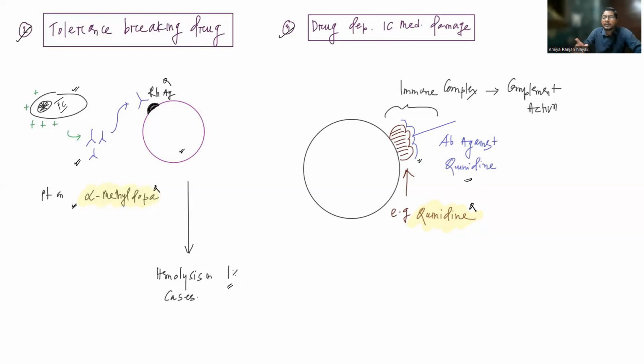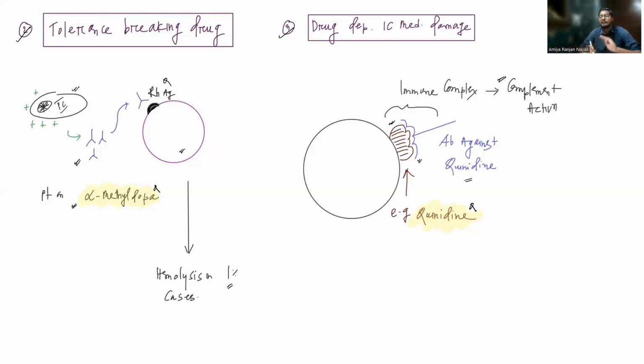Now, those antibodies will go and bind to the quinidine, and they will make an immune complex. And all this immune complex formation is happening over the surface of the RBC because quinidine is bound to the RBCs. Okay, so it is clear. So antibodies will be formed against quinidine, and quinidine and antibodies will make the immune complex. This immune complex can also activate the complements, and the same process will continue, and there will be subsequent hemolysis. So quinidine will classically cause immune complex mediated hemolysis.